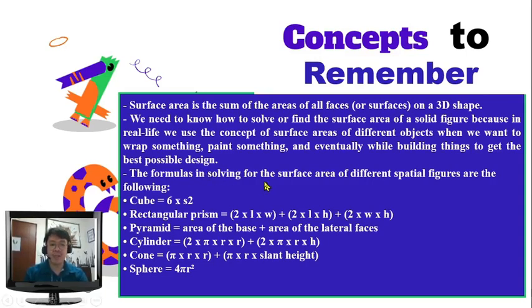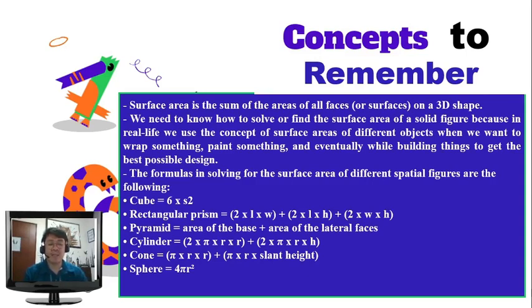So here are the formulas for solving the surface area of different spatial figures. For a cube, 6 times s squared, or 6 times side squared. For a rectangular prism, 2 times length times width plus 2 times length times height plus 2 times width times height. For the total surface area of a pyramid, get the area of the base. If the base is a square, multiply side times side. If the base is a rectangle, multiply length times width. And if the base of the pyramid is a triangle, base times height divided by 2.